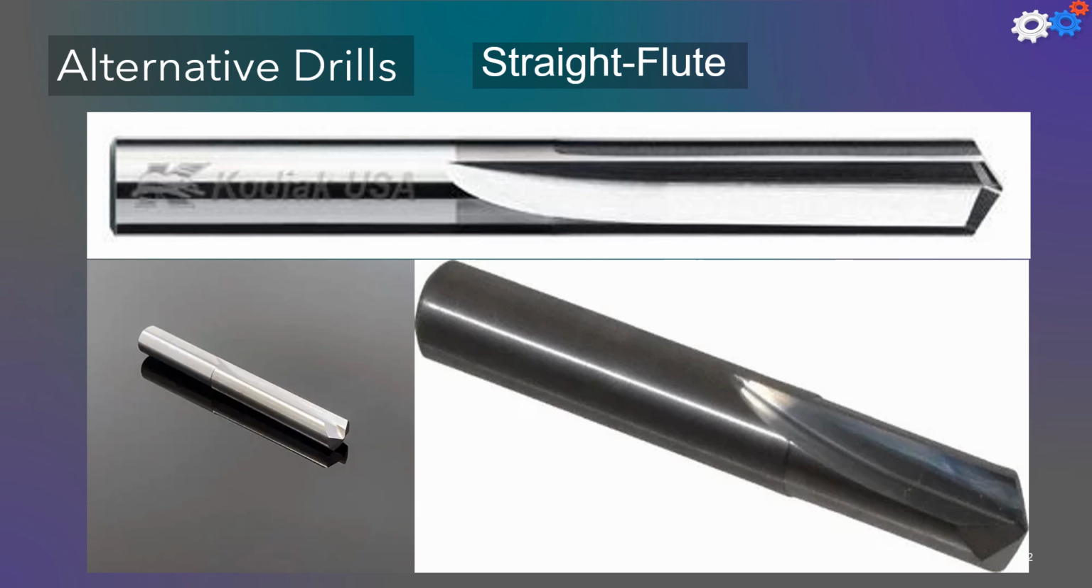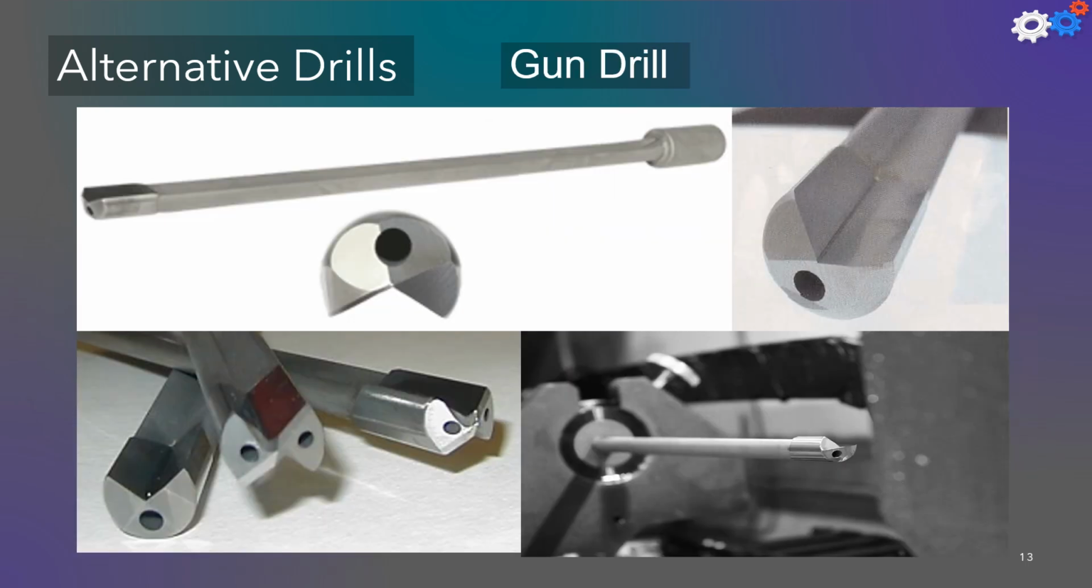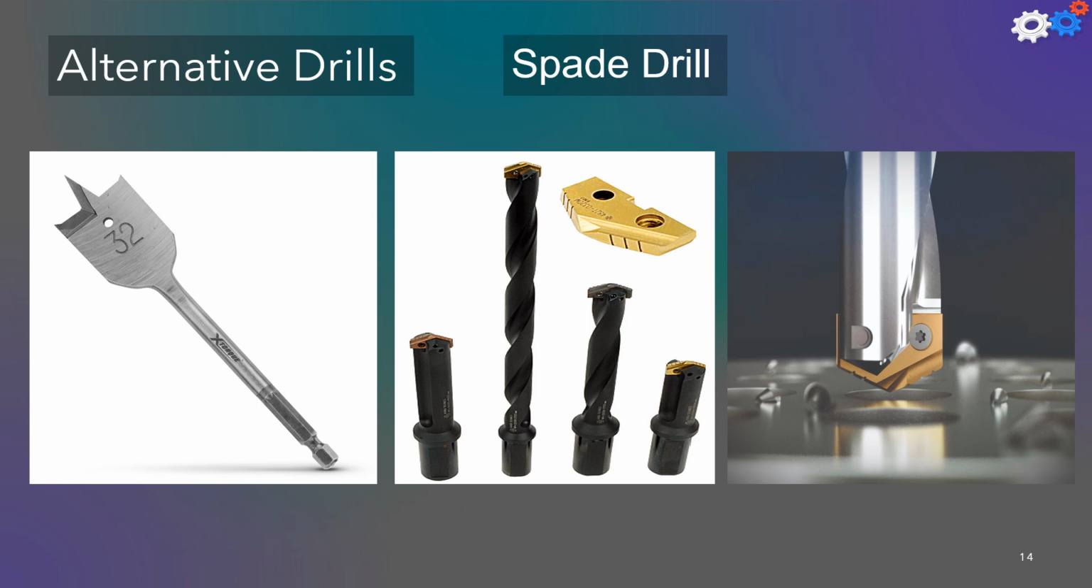To solve the problem, we can use alternative drills, like the straight flute drill using the indexable cemented carbide insert for a higher cutting speed. Also, the gun drill can be used for deep holes. It has a carbide cutting edge, a single straight flute, and a coolant hole running its entire length. Also, for large diameter holes, we can use a spade drill. It can go for holes that have a diameter up to 152 millimeters.